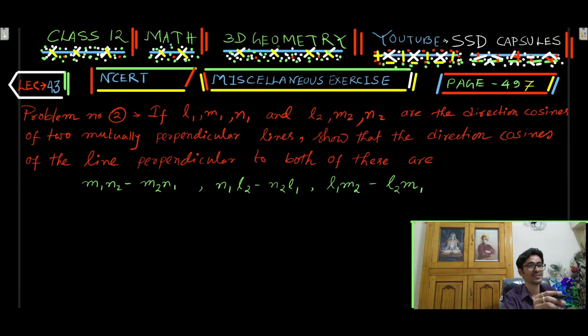So here the problem is: L1, M1, N1 and L2, M2, N2 are the direction cosines of two mutually perpendicular lines. So first we will draw the diagram.